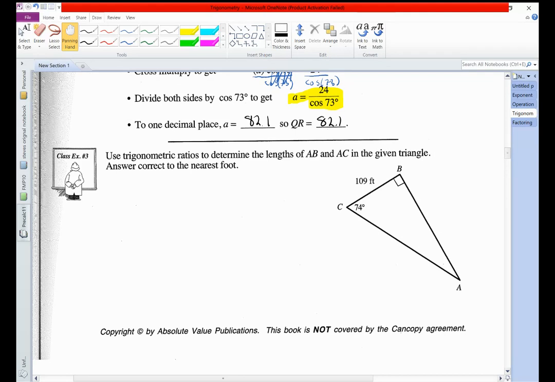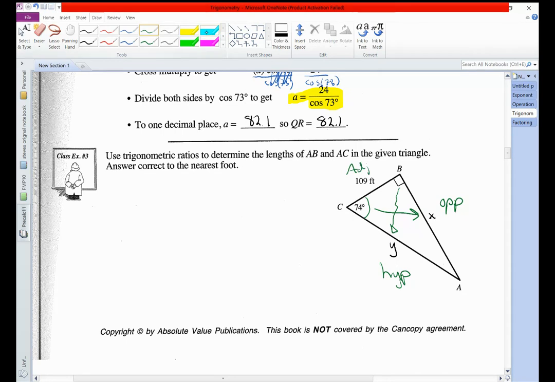So it says use trigonometric ratios to determine the side lengths of AB and AC in the given example. Okay, so I'm going to say that this will be side X and side Y. We're looking for both of those sides. The first thing I want to do is label my triangle. This is my known angle. So that means X is the opposite. Y is the hypotenuse. And 109 is the adjacent.